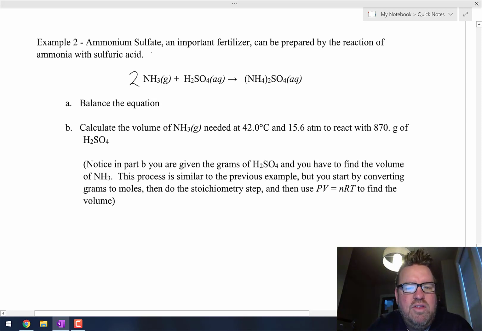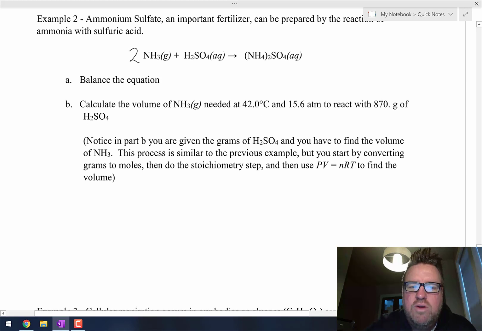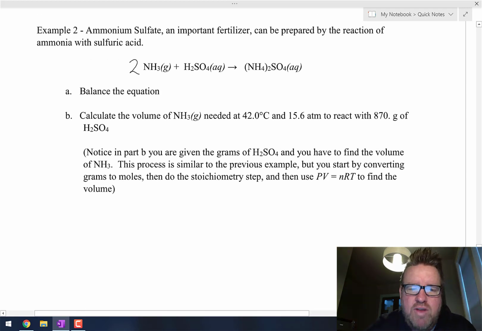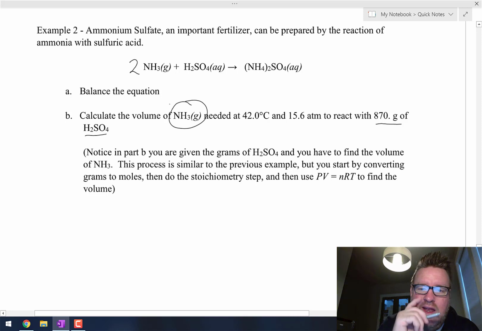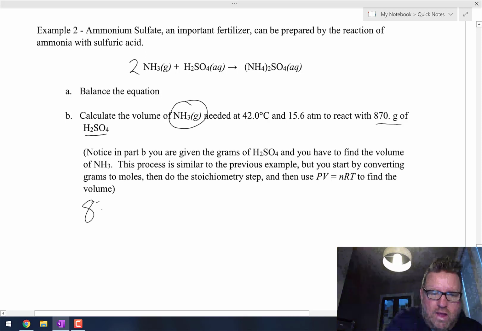And then B says, calculate the volume of NH3 needed at 42 degrees Celsius and 15.6 atmospheres to react with 870 grams of H2SO4. So notice in part B, you're given the grams of H2SO4, and you have to find the volume of NH3. So this process is pretty similar to the last example we just did, but we're going to start by taking the grams of H2SO4 to moles and then do the stoichiometry step to get moles of, what are they asking us about? NH3.